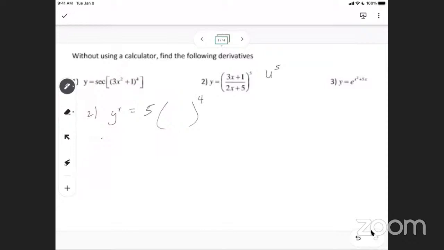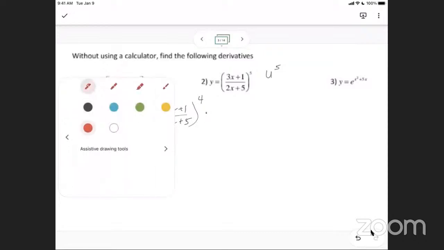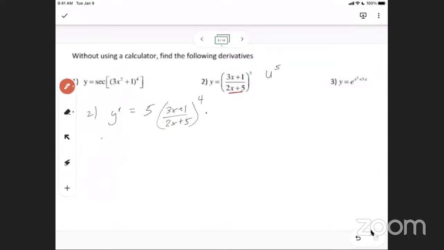And then the inner function you just leave unchanged, 3x plus 1 over 2x plus 5, and then multiplied by the derivative of the inner function. And my inner function is right there. So for the derivative of the inner function, I'm going to have to use the quotient rule. And the quotient rule, if you remember, is low d high minus high d low.